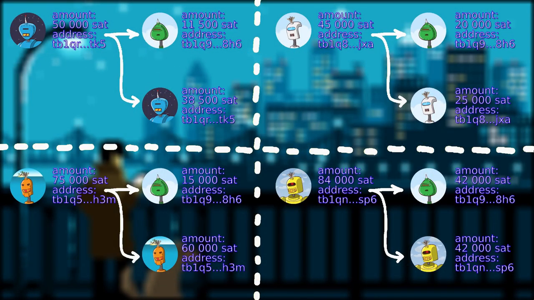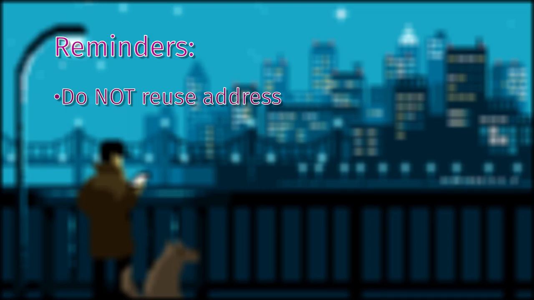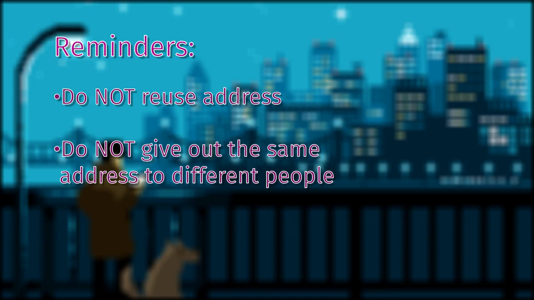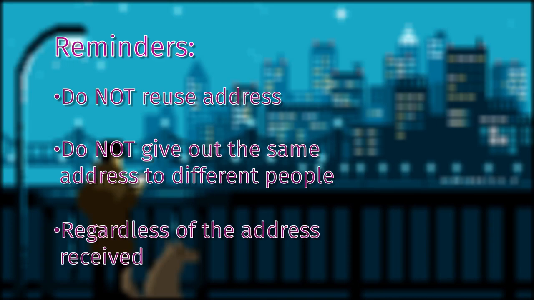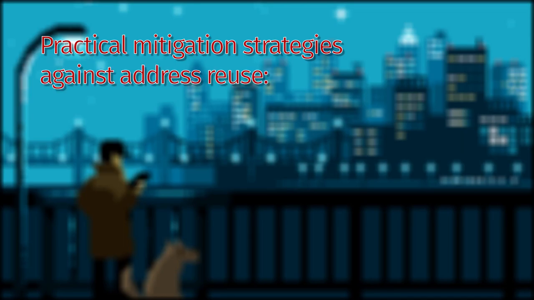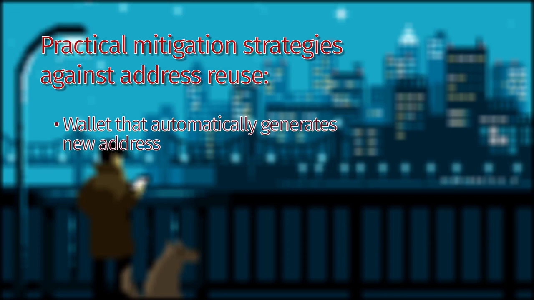I think it's pretty clear at this stage that reusing addresses brings disadvantages to both the sender and the receiver. I could easily tell you not to reuse addresses or give out the same address to different people, regardless of whether the address has ultimately received funds or not. So what's a more practical way to prevent address reuse? Here are a few strategies. Pick a wallet that has the ability to generate more than one address automatically, unlike this one here.